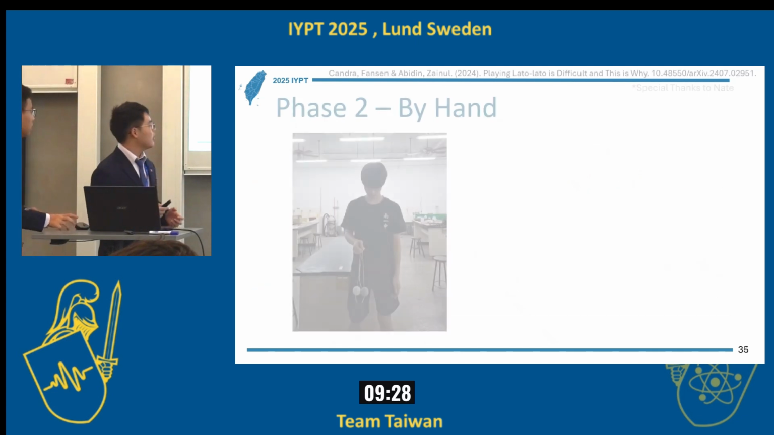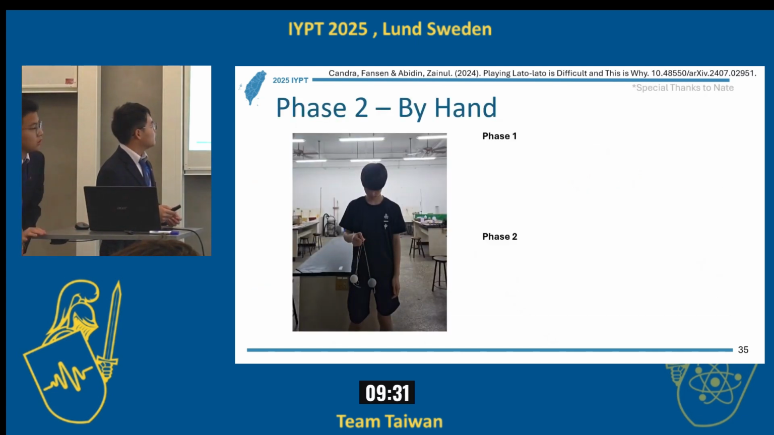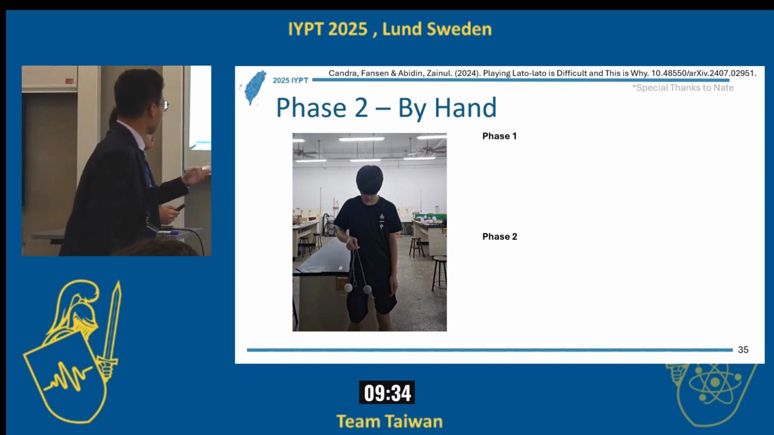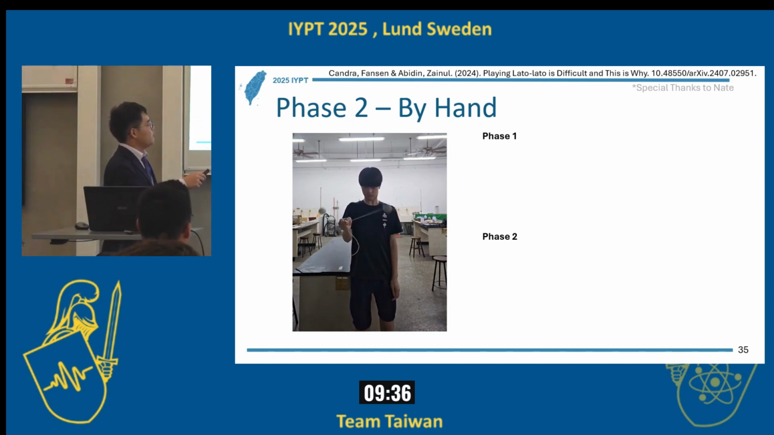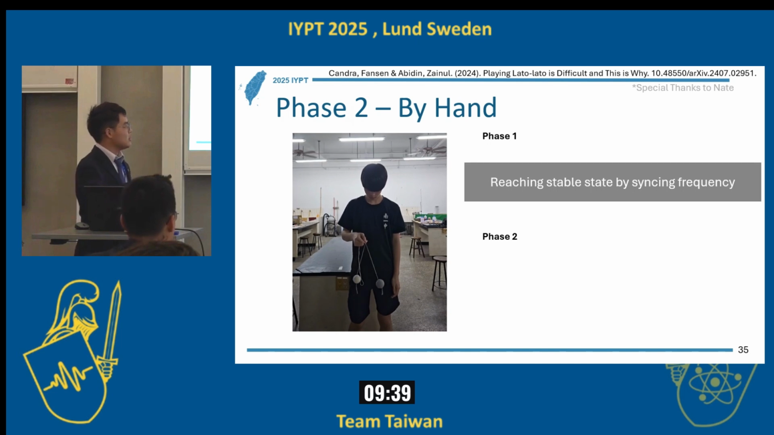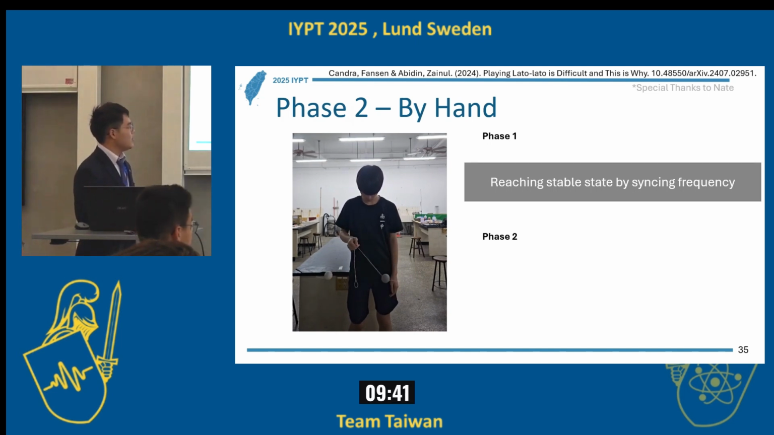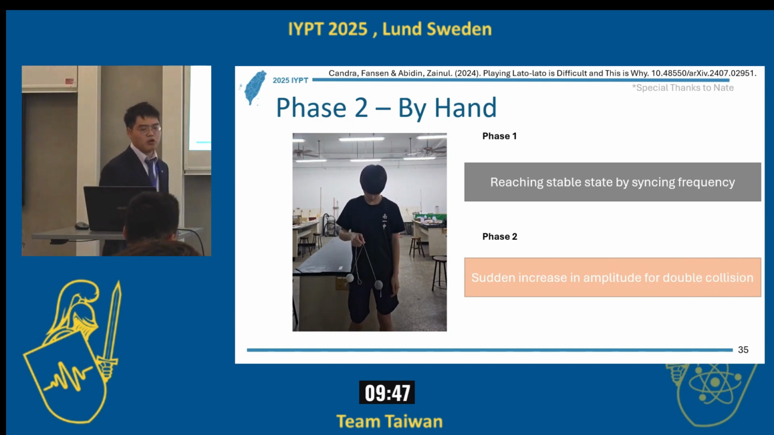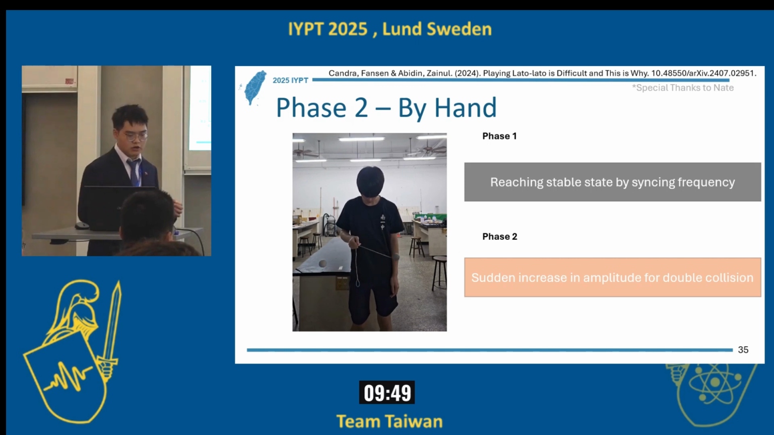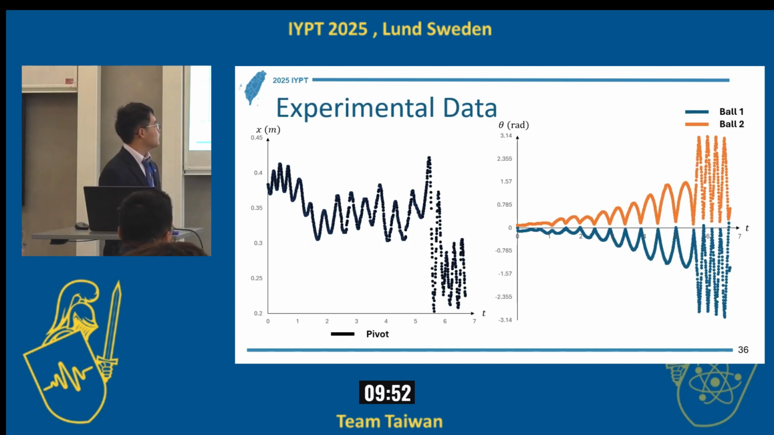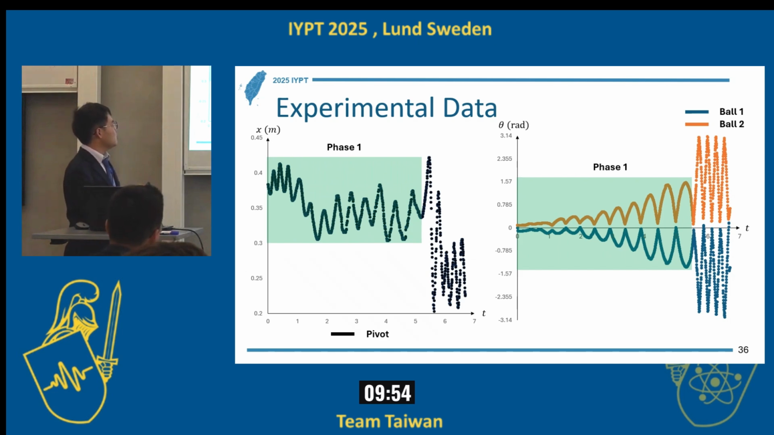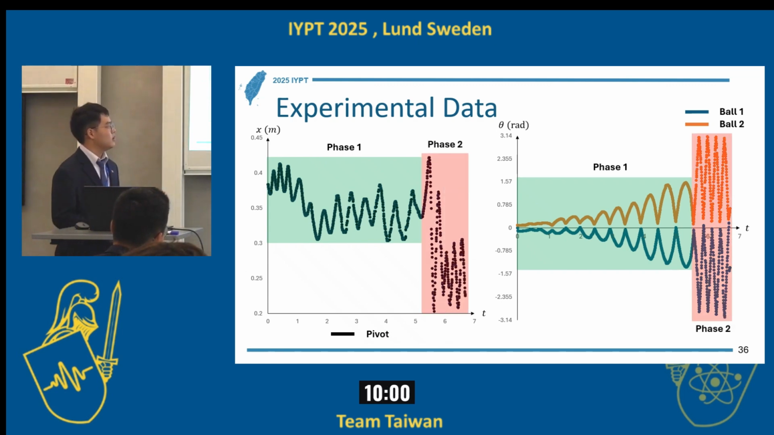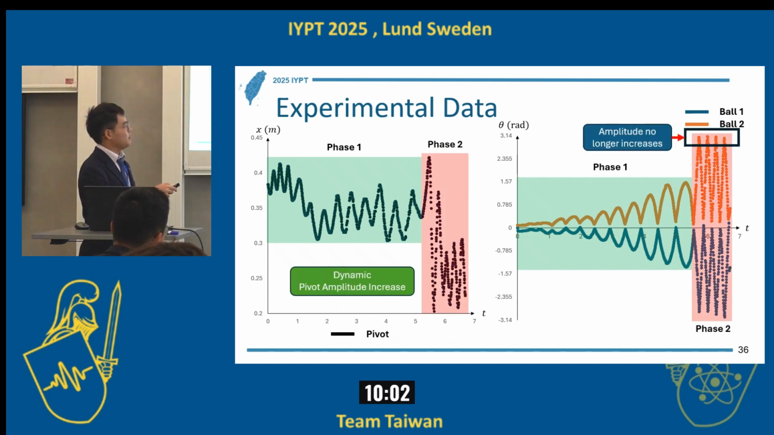Next, we have investigated the phase 2 by hand. We can denote the two phases: phase 1, where we reach a stable state by slowly sweeping the frequency, and phase 2, where we suddenly increase the oscillation amplitude for a double collision. This is our experimental data from our hands. We can see that in phase 1, the amplitude is relatively consistent. In phase 2, we suddenly pull down the system and make it reach a double collision, so the amplitude will no longer increase.